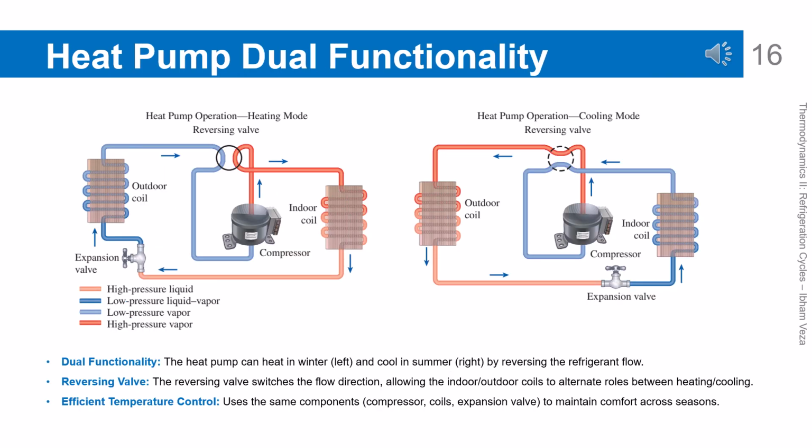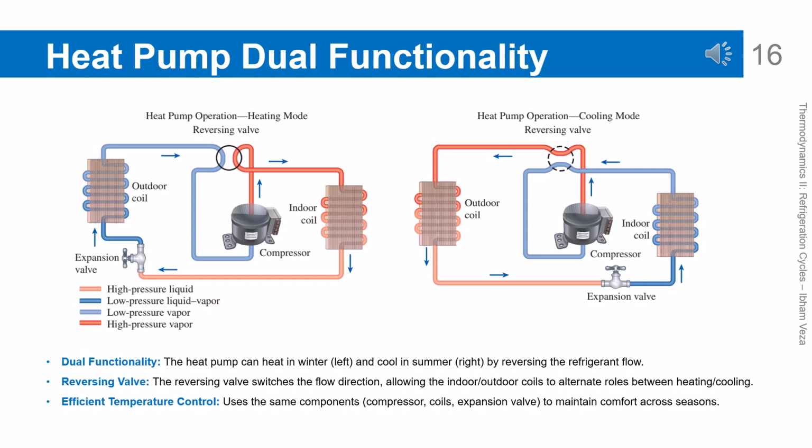Heat pump dual functionality and seasonal operation. A heat pump operates on the same principle all year, but the direction of refrigerant flow can be reversed. In winter, the system extracts heat from outside and delivers it indoors for heating. In summer, it works like an air conditioner by rejecting heat from indoors to the outside.